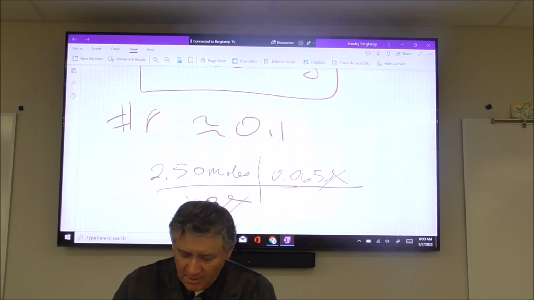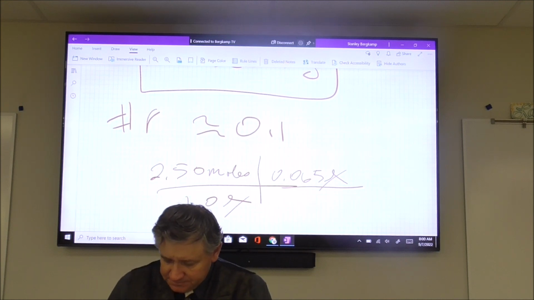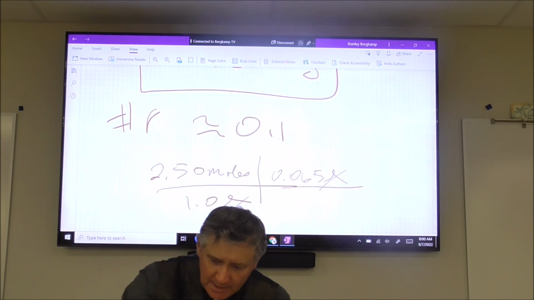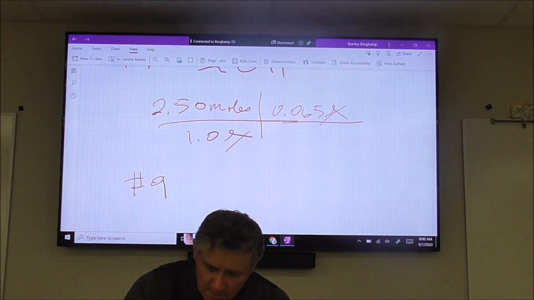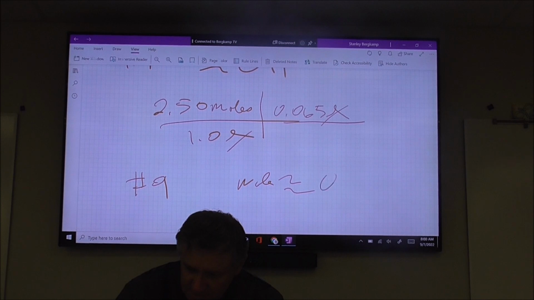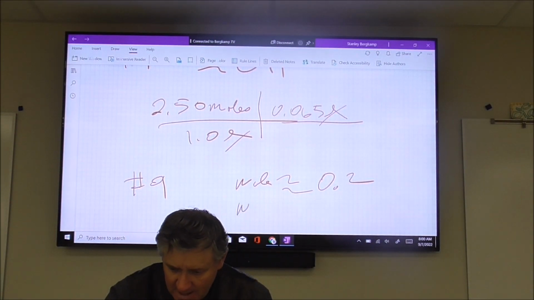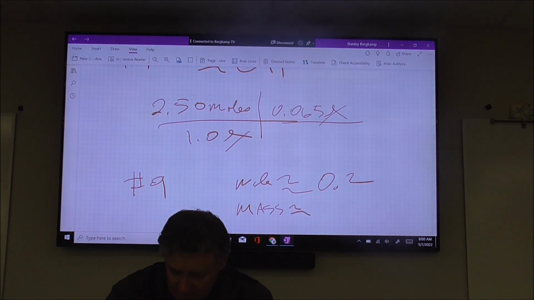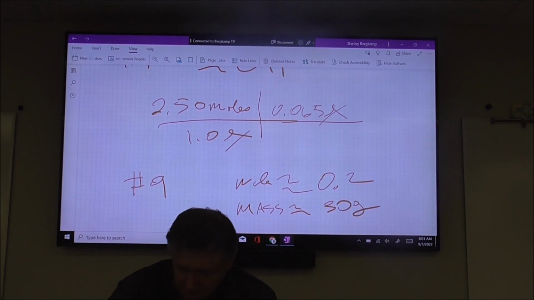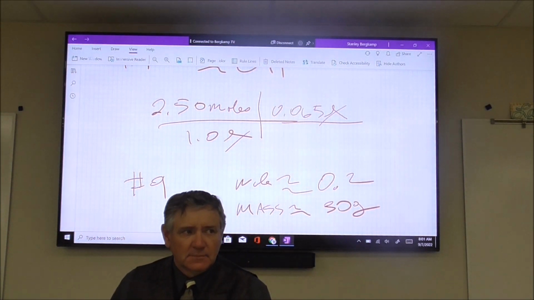Then, on the second part, you're just going to take those moles and convert them into grams. So, on number 9, your number of moles is around 0.2. And the mass is around 30. So that's about where your answer should be. Okay?